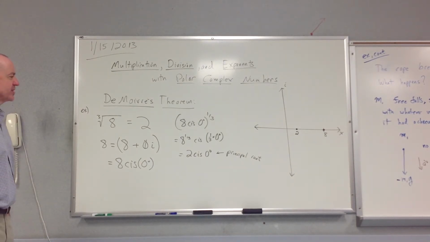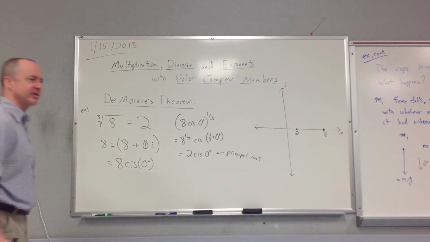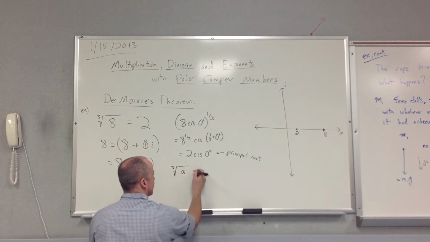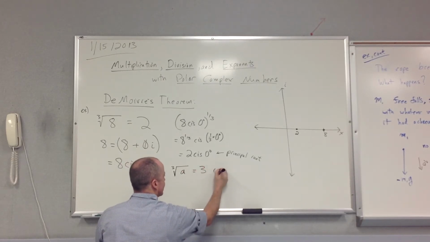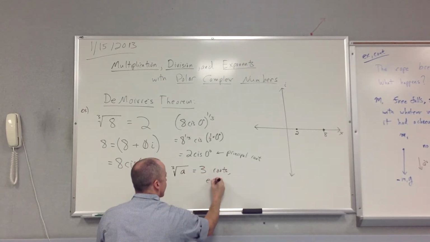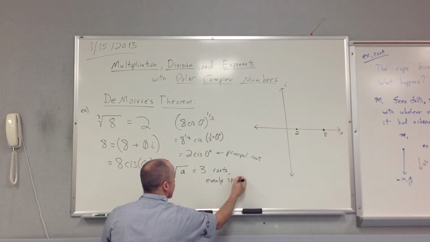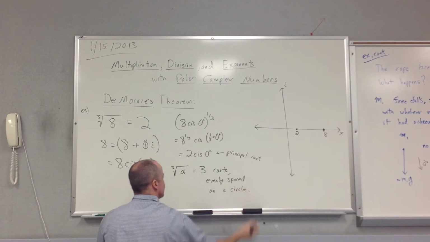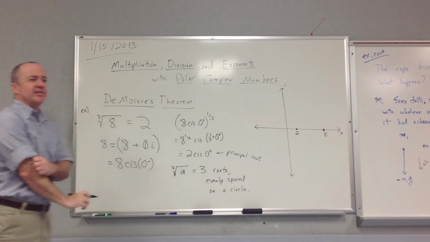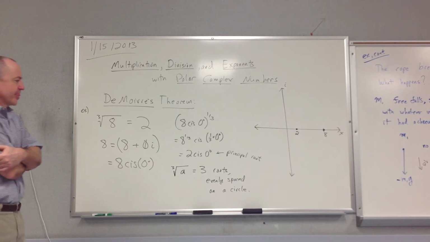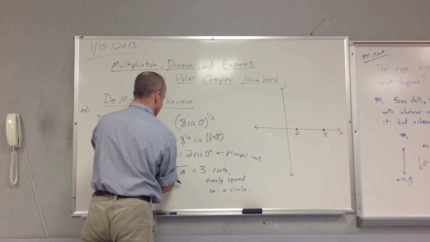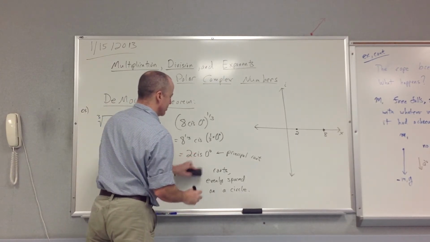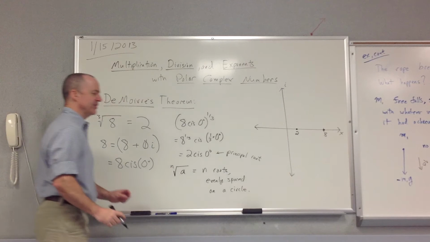And what de Moivre's theorem says is if you're finding a cube root, the cube root of any number produces 3 roots evenly spaced on a circle. Now, I didn't just make this theorem about cube roots. 4th roots will get you 4 roots evenly spaced. In fact, I'm going to generalize this. The nth root of any number will get you n roots evenly spaced on a circle.